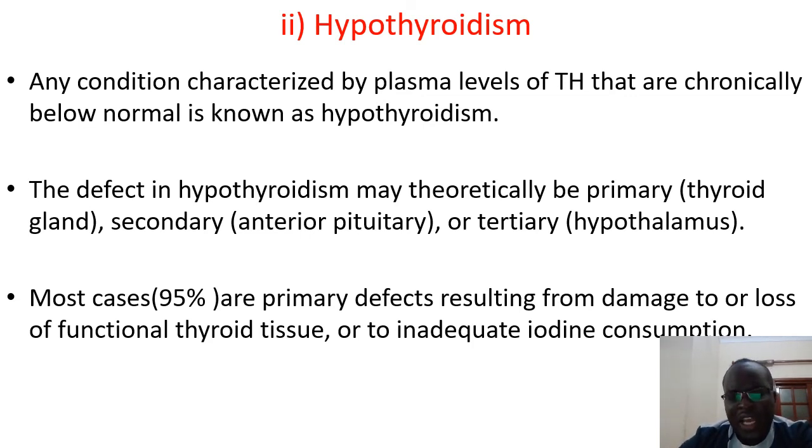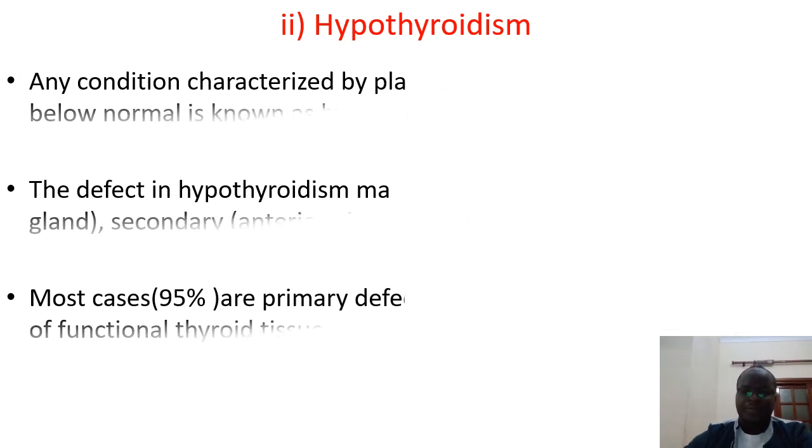Or sometimes you can have inadequate iodine consumption. So if you are eating food that is lacking iodine, nowadays they add iodine to your salt. So whenever you are eating salt, you are also taking iodine. So it's very rare for you to find hypothyroidism. Why? It's because we have a sufficient amount of iodine that we can access from the salt that you are eating. But if you are fond of buying salt where iodine is not added, sometimes you can have hypothyroidism. Okay.